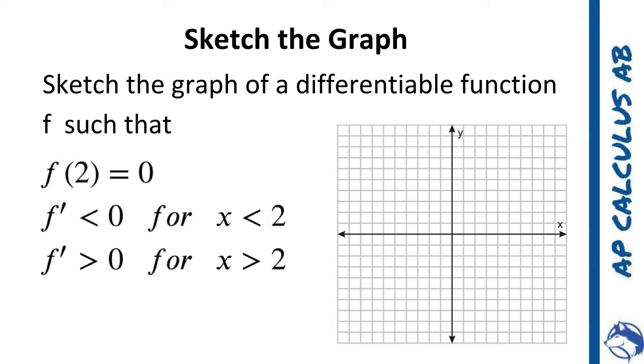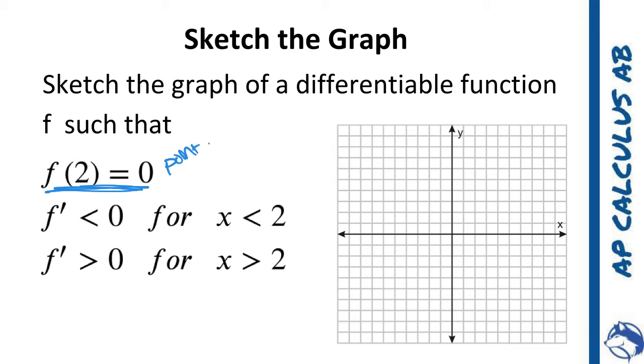All right, so now we're going to move into something a little bit different, and it's called graph sketching. This is an important piece, and it allows you to predict what's going to happen based on some of the information that they give you. So this first piece that they tell us is that f of 2 is equal to 0.